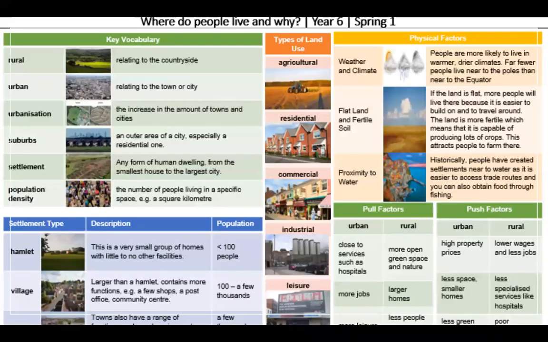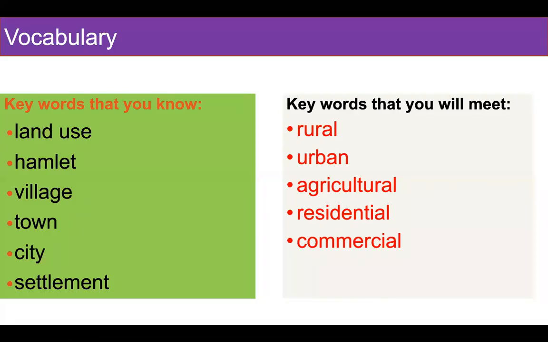Okay. Here is the knowledge organizer, so any vocabulary that we come across in the lesson today, you can go back through and have a quick look to see if you're not sure what it means. Some vocabulary from our last lesson was land use, hamlet, village, town, city, and settlement. And some words we have done in our last topic, but we'll go through again today, are rural and urban, agricultural, residential, and commercial.